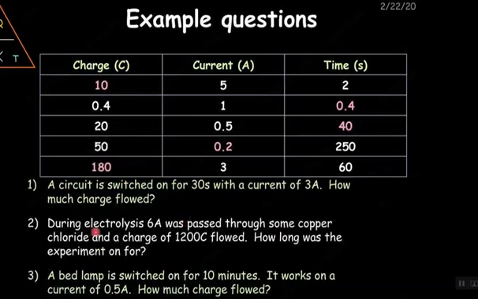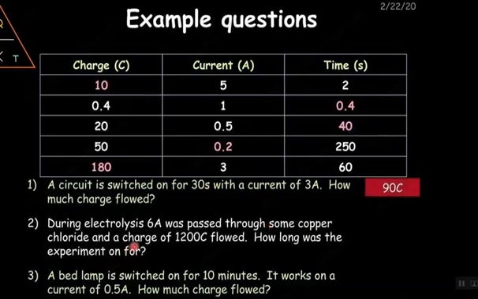Let's read a few questions. A circuit is switched on for 30 seconds with a current of 3 amperes. How much charge flows? So we want Q, I times T, 30 times 3 gives me 90 coulombs.